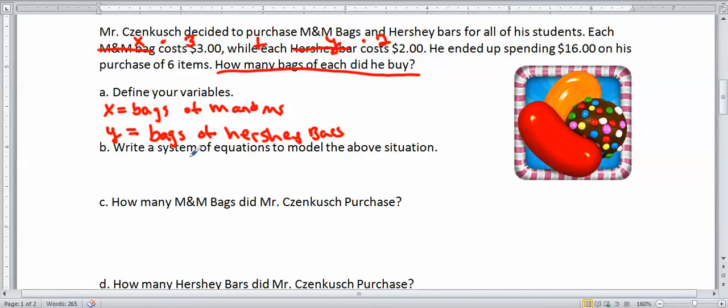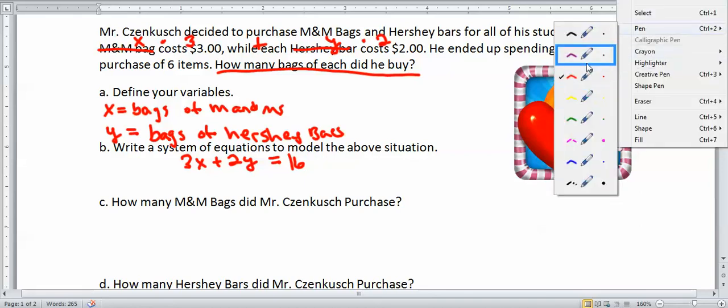Okay, so my first equation, I spent $3 per bag of M&Ms, and I'm going to add to that $2 per bag of Hershey's. And I'm going to be spending a total of $16. Okay, so in order to get my second equation, I'm going to have to look at this piece right here.